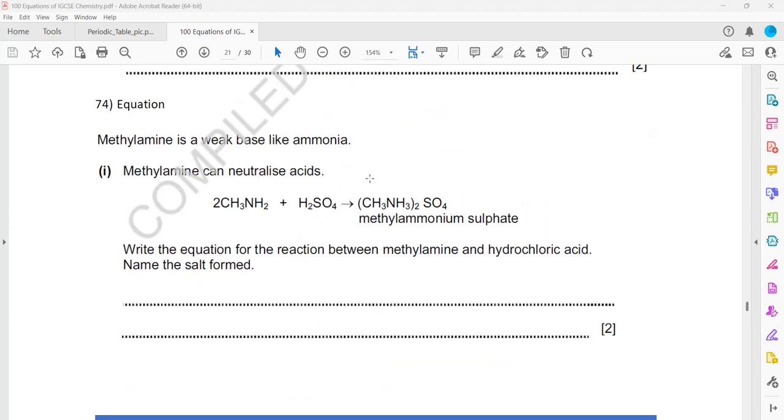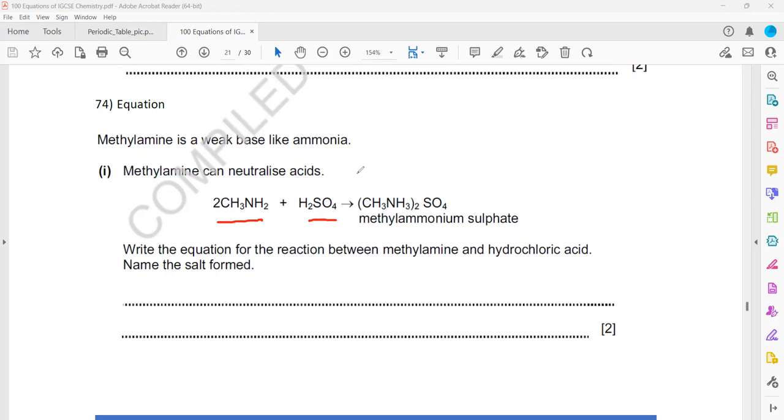Methylamine is a weak base like ammonia. Methylamine reacts with sulfuric acid to form methyl ammonium sulfate. Write an equation for the reaction between methylamine and hydrochloric acid and name the salt formed. Look, they give you the hint. When some questions are a bit tricky, they give you the hint. This is methylamine, and it reacts with sulfuric acid. As a result, it will form methyl ammonium sulfate.